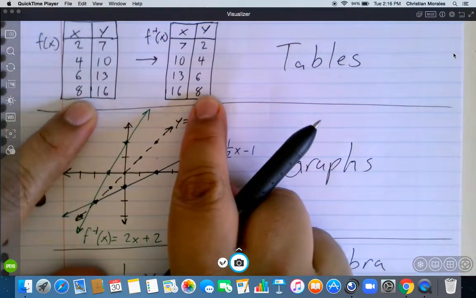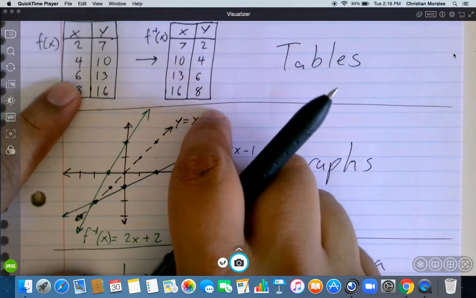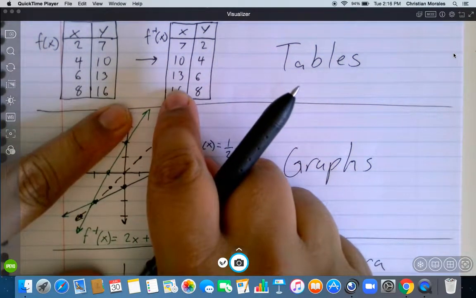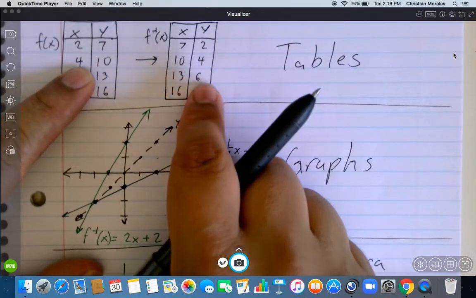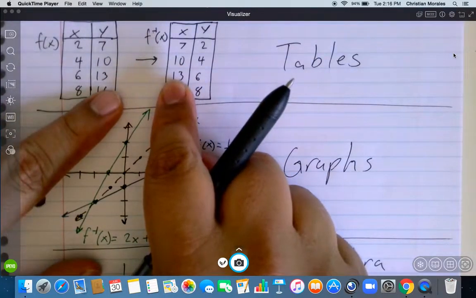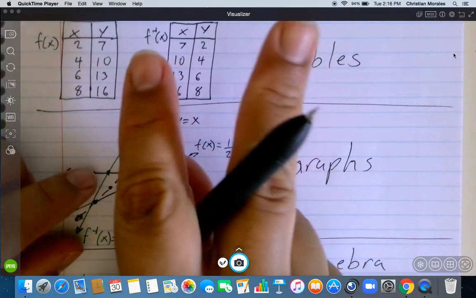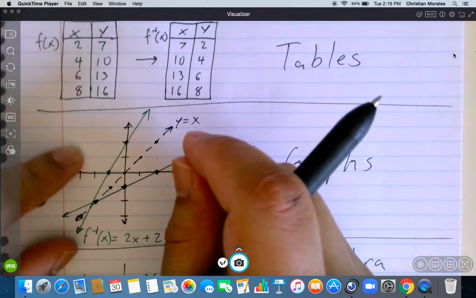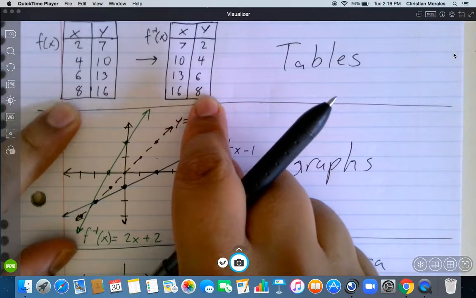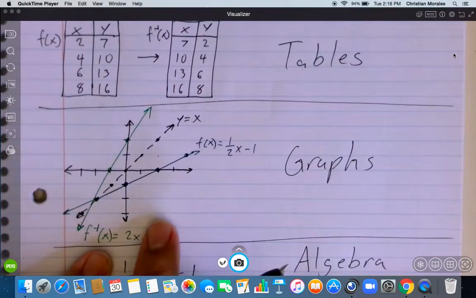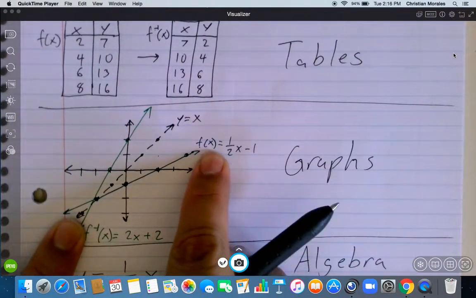Now, what do you notice? Same numbers, but they've switched. My x's are now the y's, and my y's are now my x's. So the coordinates have flipped. Okay, that's an inverse. Here, if you're going to look at a graph, this is the original line right here.